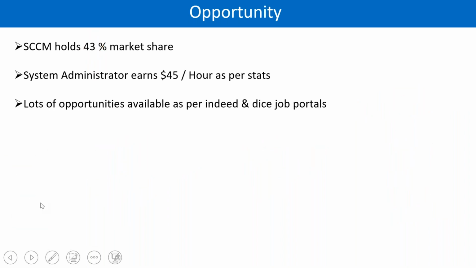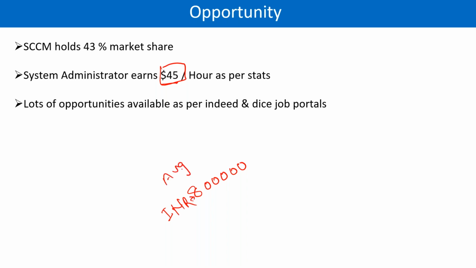People who are working on an SCCM profile can expect a salary of 45 US dollars per hour in the US, Canada, Australia, and European countries, not in India. India has somewhere around 8 lakh Indian rupees. This is the average salary, guys. I'm not talking about the fixed salary. Average salary is 8 lakh per annum in Indian rupees, for the people who are working in India.